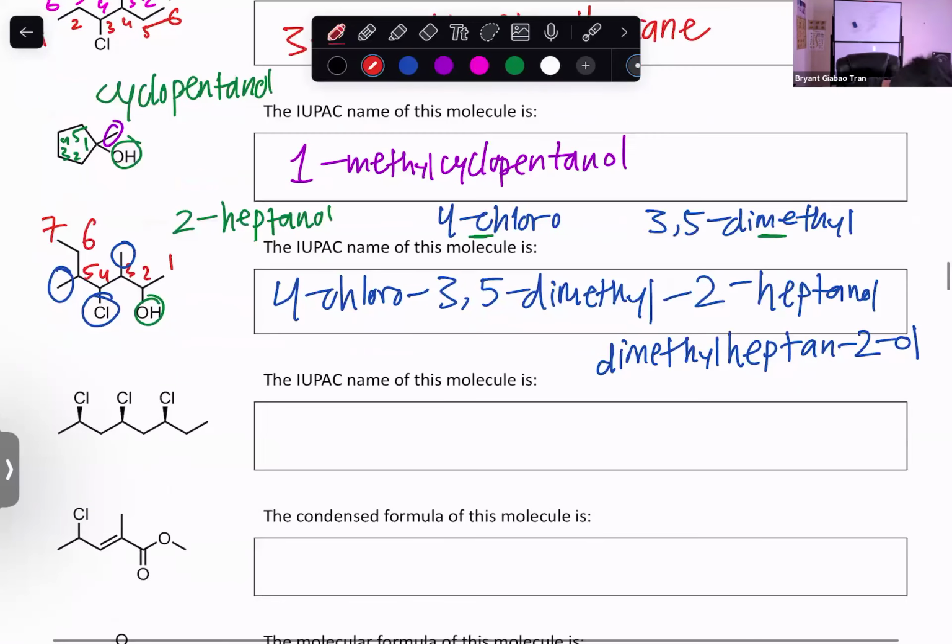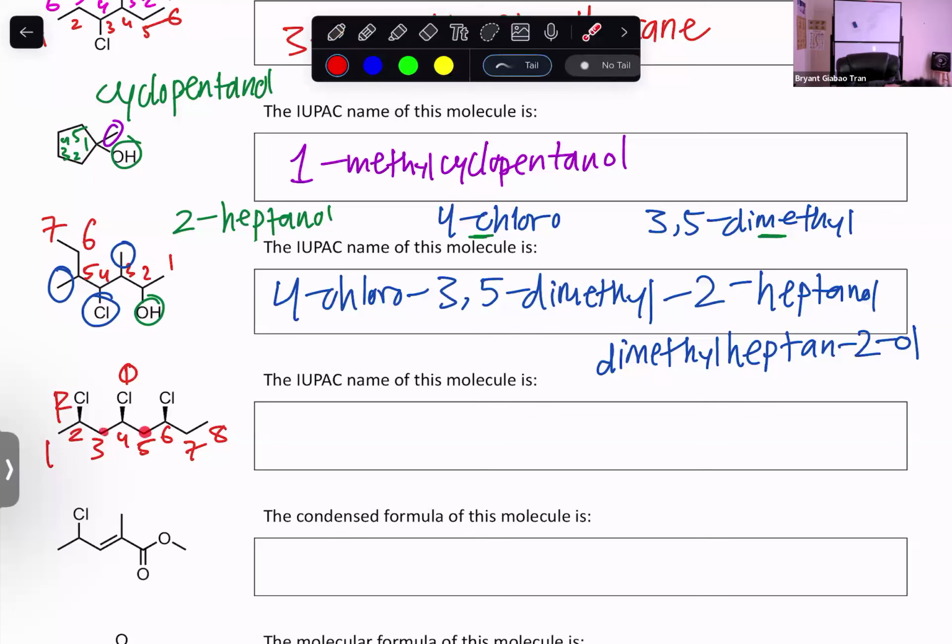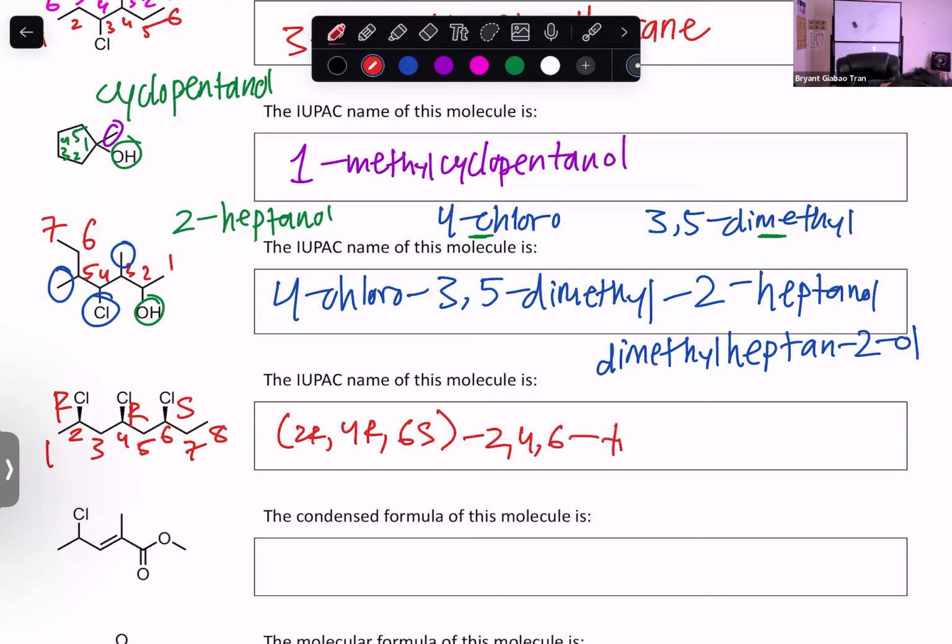Okay, this one here, 1, 2, 3, 4, 5, 6, 7, 8. This is 1. This is 2. This is 3. This is R. This is 1. Let's see. This is R. This is S. Okay, so this is going to be 2R, 4R, 6S, 2,4,6-trichlorooctane.